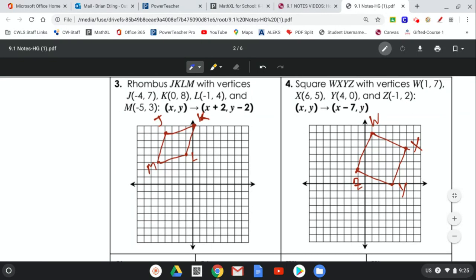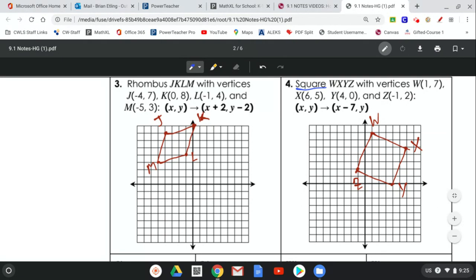All right, so for number 4, it's just a little bit different. And so for this one, I have the square plotted for you. So just make sure, if they tell you it's a square, that when you graph the pre-image, it looks like a square. Make sure when you get the image, it looks like a square as well.